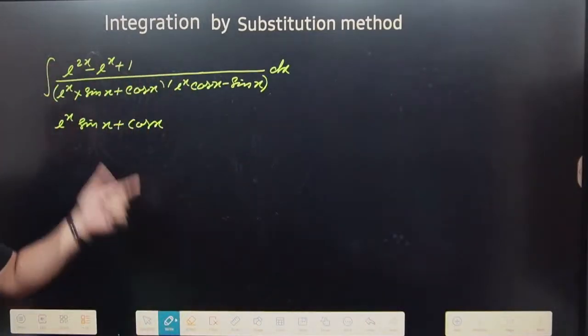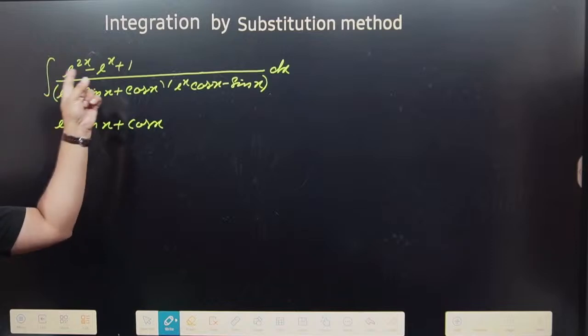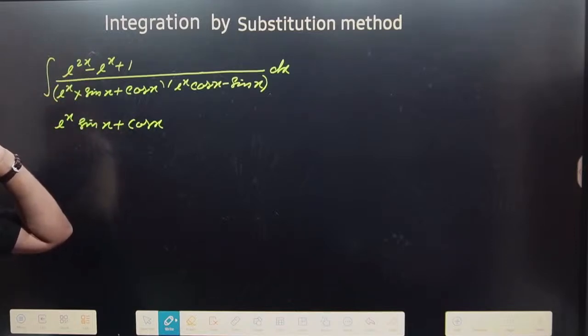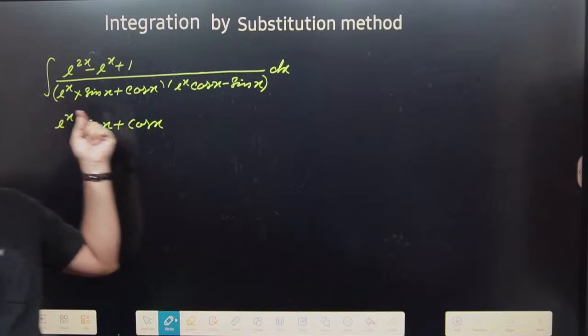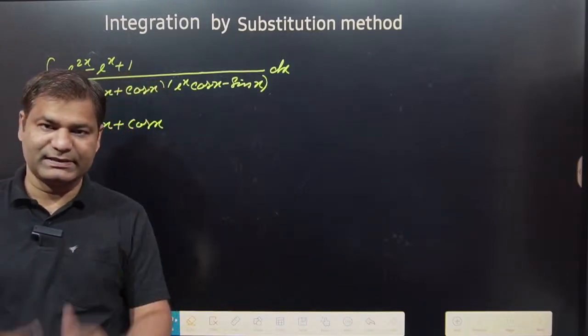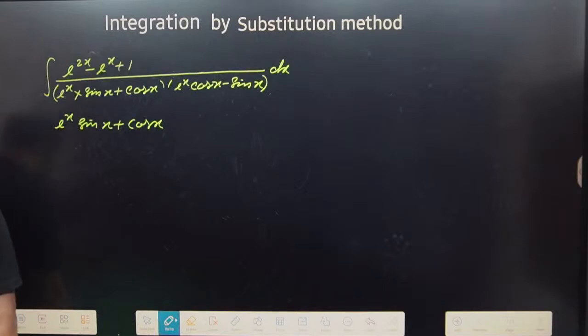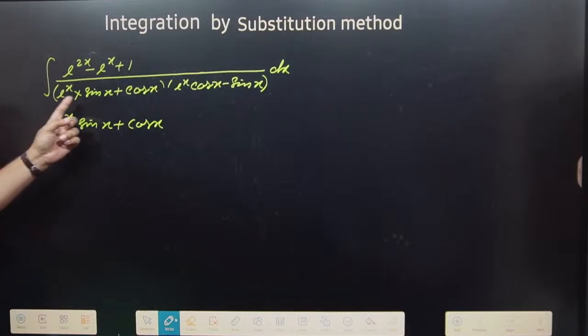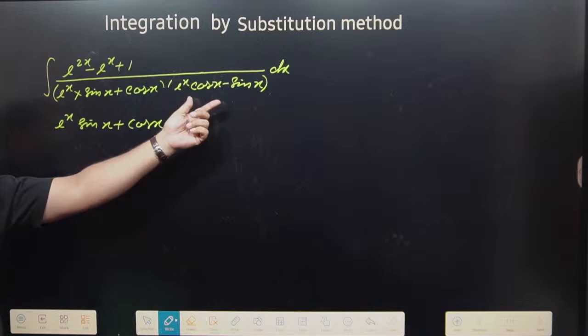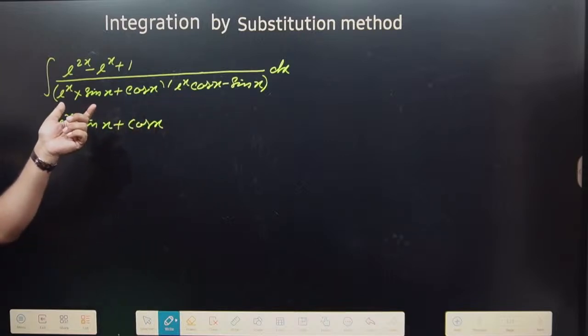Look, if this one is taken as t, this was not dt. Okay, and what about that value? If we multiply, then this one is going on very complicated. So if this one is taken as t, then basically e to power x, and that one is basically the differentiation of this one.